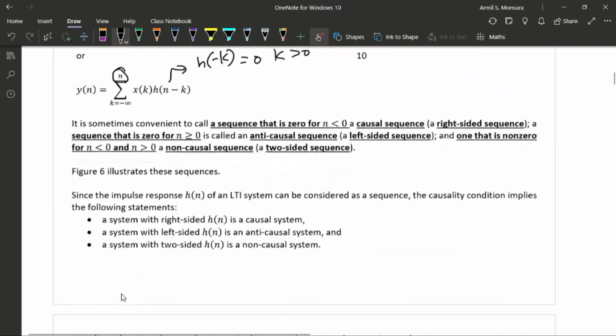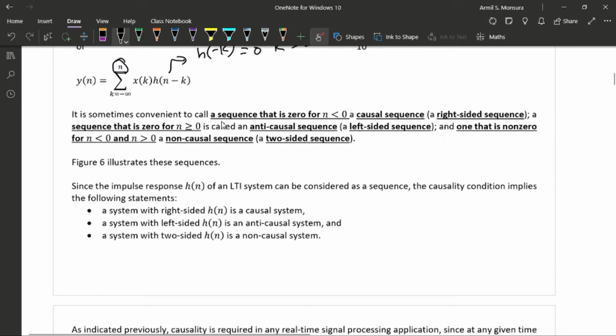So that is how the causality condition modifies your convolution formula. It is sometimes convenient to call a sequence that is 0 for n less than 0 a causal sequence, which is what we discussed in the figure earlier, or a right-sided sequence. A sequence that is 0 for positive values of n is an anti-causal sequence, or a left-sided sequence, and the one that is non-zero for both negative and positive values of n is a non-causal sequence or a two-sided sequence.